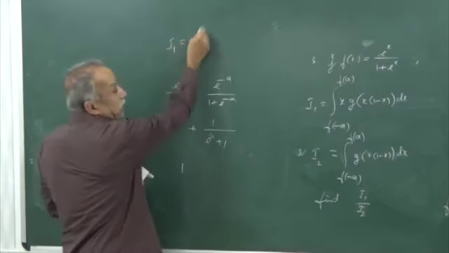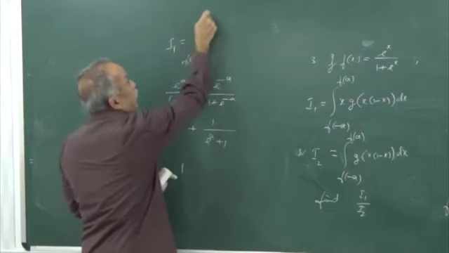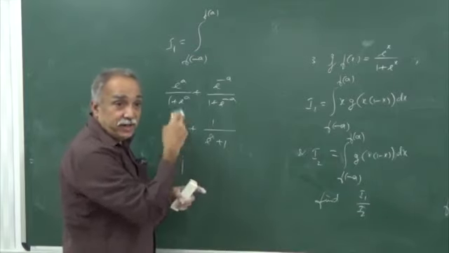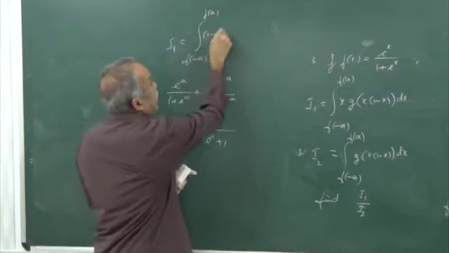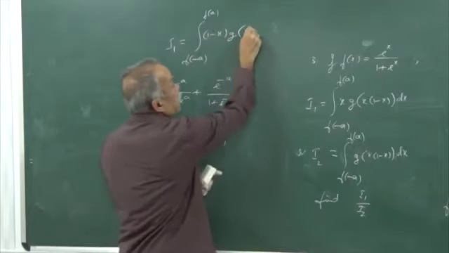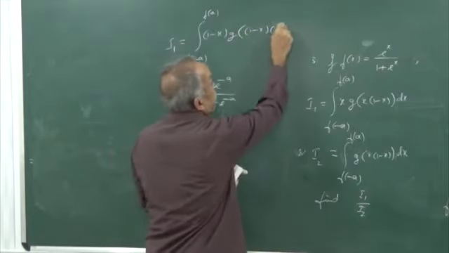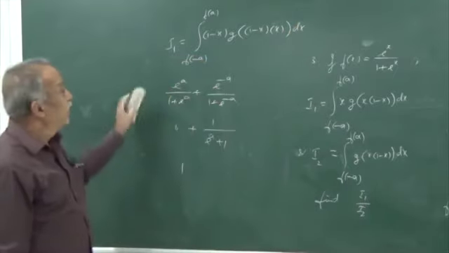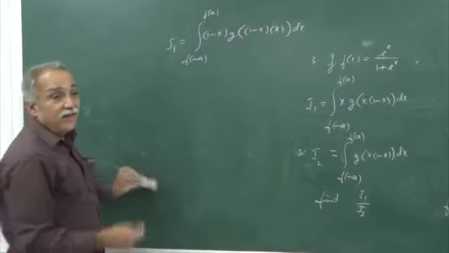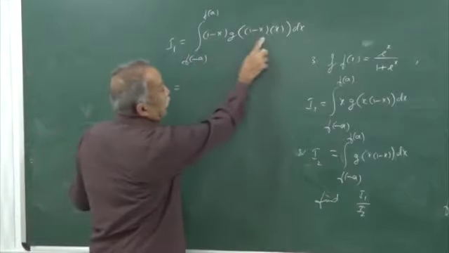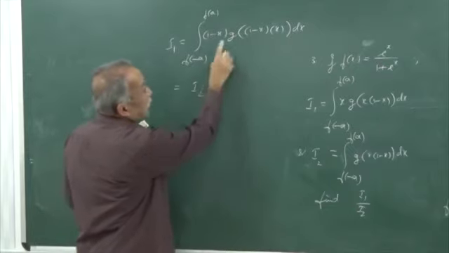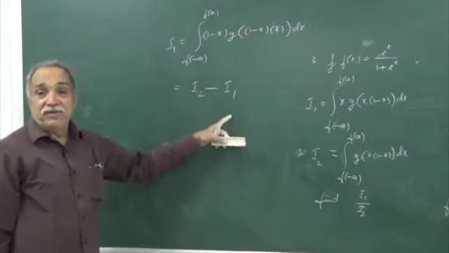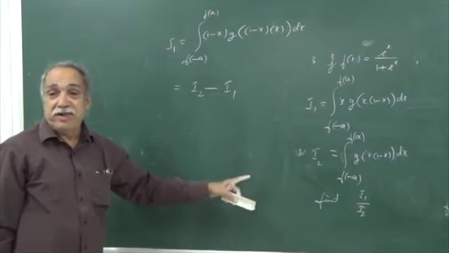I1, applying the property, is integral from minus a to a. X is getting replaced by a plus b minus x, which is 1 minus x. In g of x, 1 minus x becomes x, dx. So what? This means I1 is simply 1 into this, which is I2, minus x into this, which is I1. I1 is equal to I2 minus I1, 2I1 equal to I2. What is I1 by I2? That is your question.